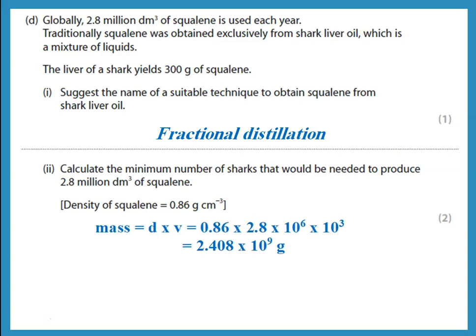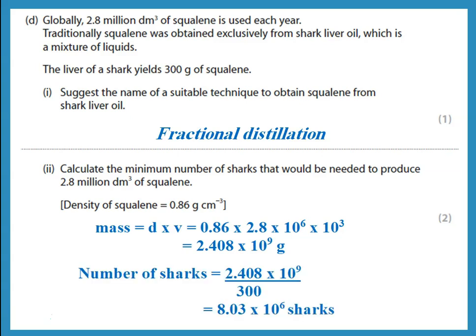But then I have the density is 0.86 gram per centimeter cubed. Now he's saying I have 2.8 million. First of all, 2.8 million means 2.8 times 10 to the 6, but that is in decimeter cubed, so I have to convert it to centimeter cubed, and that's why I have to multiply by 10 to the 3. And that means this is the mass that I get, 2.408 times 10 to the 9.